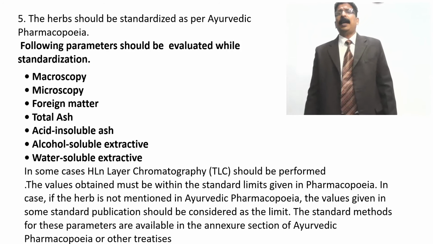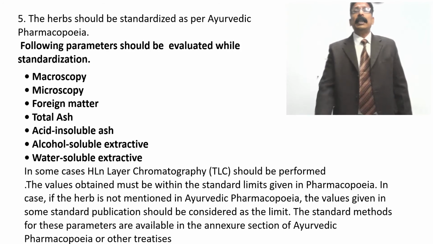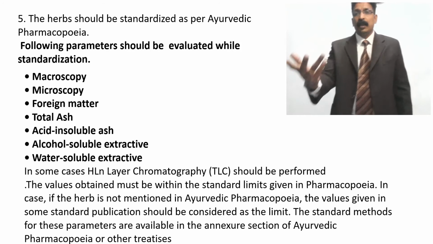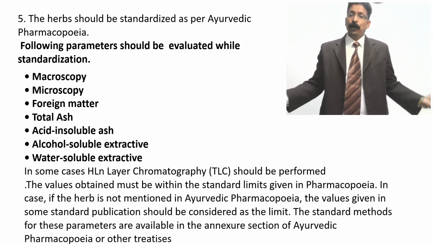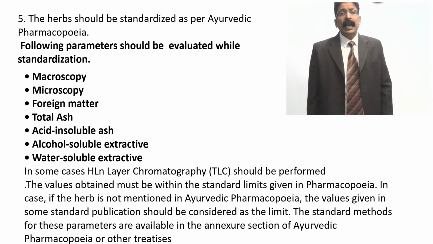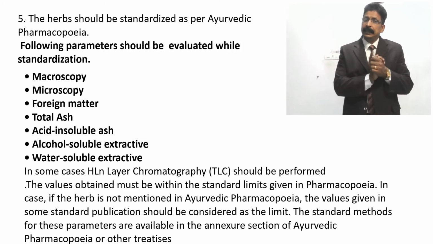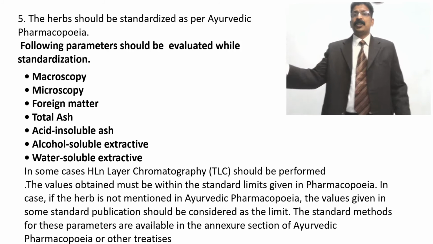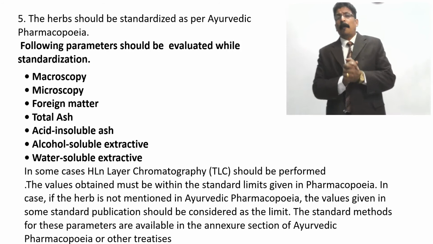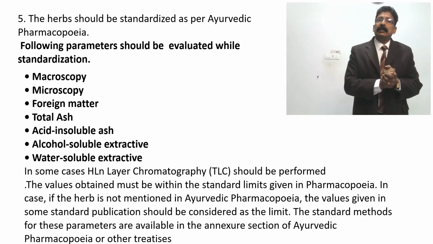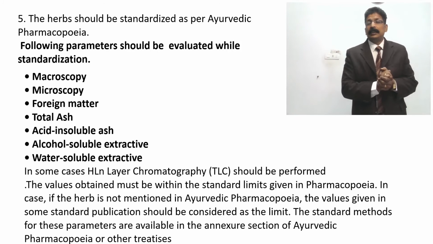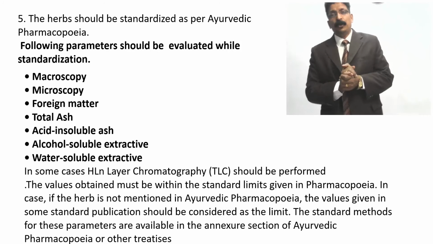It can be identified whether the drug which you have used is pure or not pure, or is adulterated. In case the herb is not mentioned in the Ayurvedic pharmacopoeia, the value given in some standard publications should be considered as the limit. You can see some papers which are published in standard journals, and it can be taken as a limit for your manufacturing.